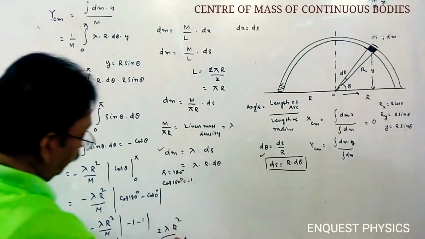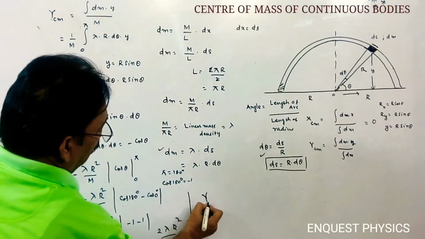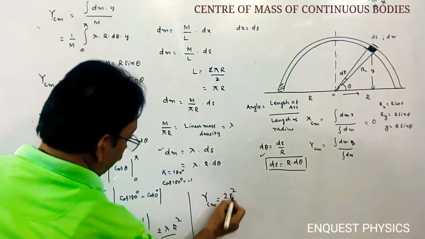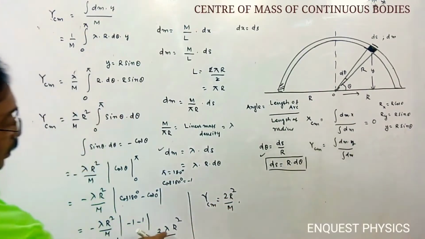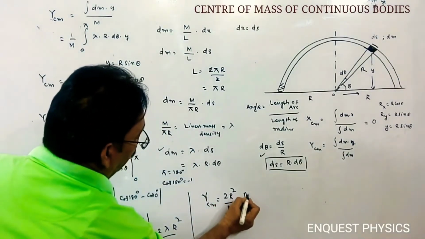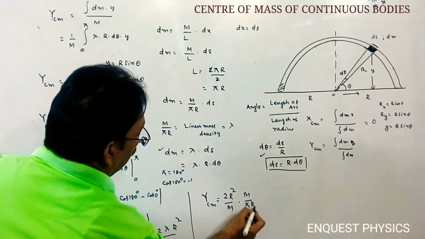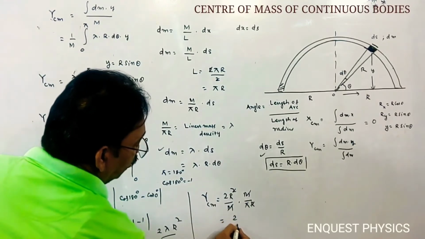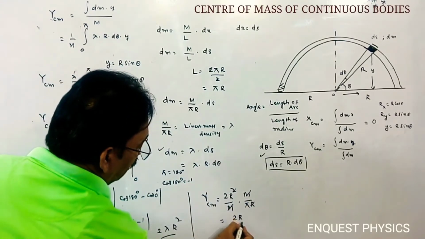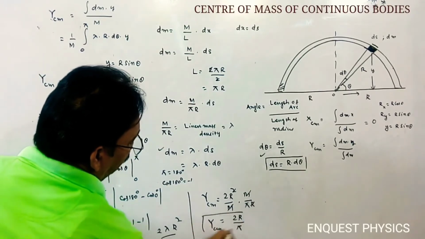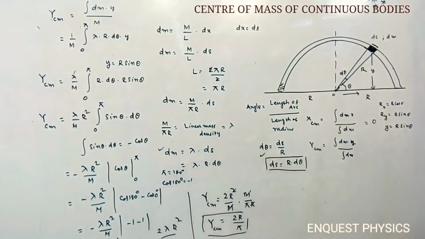Further it can be written as YCM is equal to 2 r squared by m, and we are substituting the value of lambda. Lambda is m by pi r. The m gets cancelled and r squared, so it is 2r by pi. It is the method to find the center of mass of a semicircular thin rod.